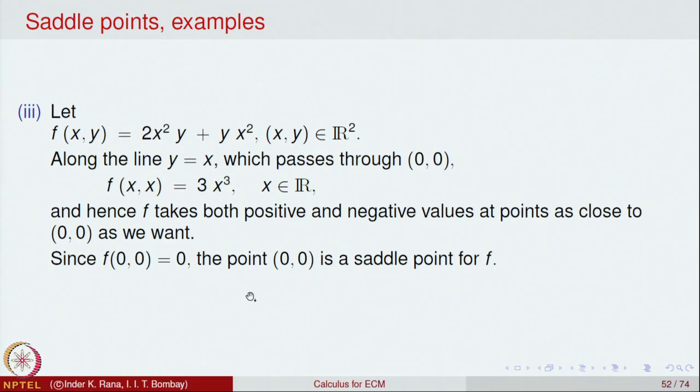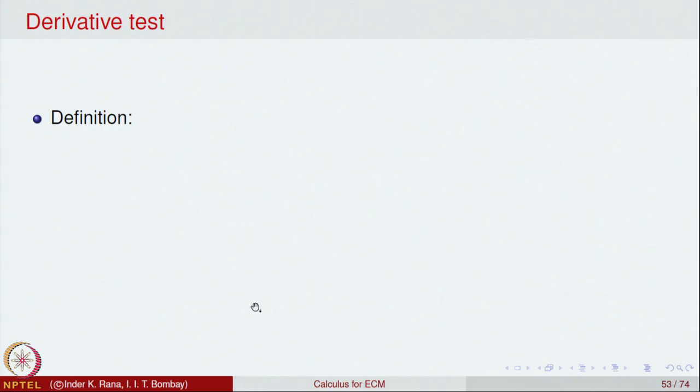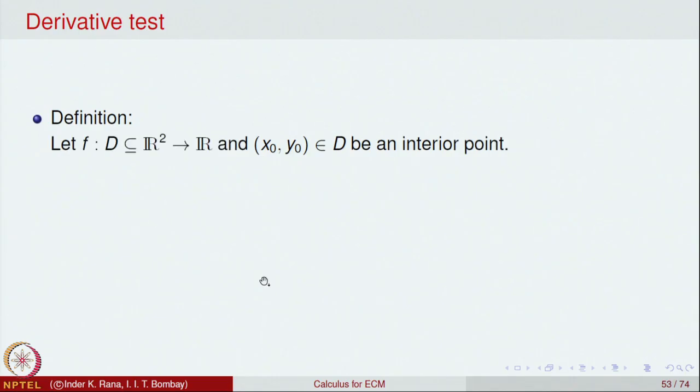points for the function, but the function is neither taking a local maximum nor a local minimum at that point. In fact, for every neighborhood there is a point where the value is bigger and a neighborhood where the value is smaller. So, let us now look at what is called the derivative test for a function of two variables to be having a local maximum or local minimum at a point.